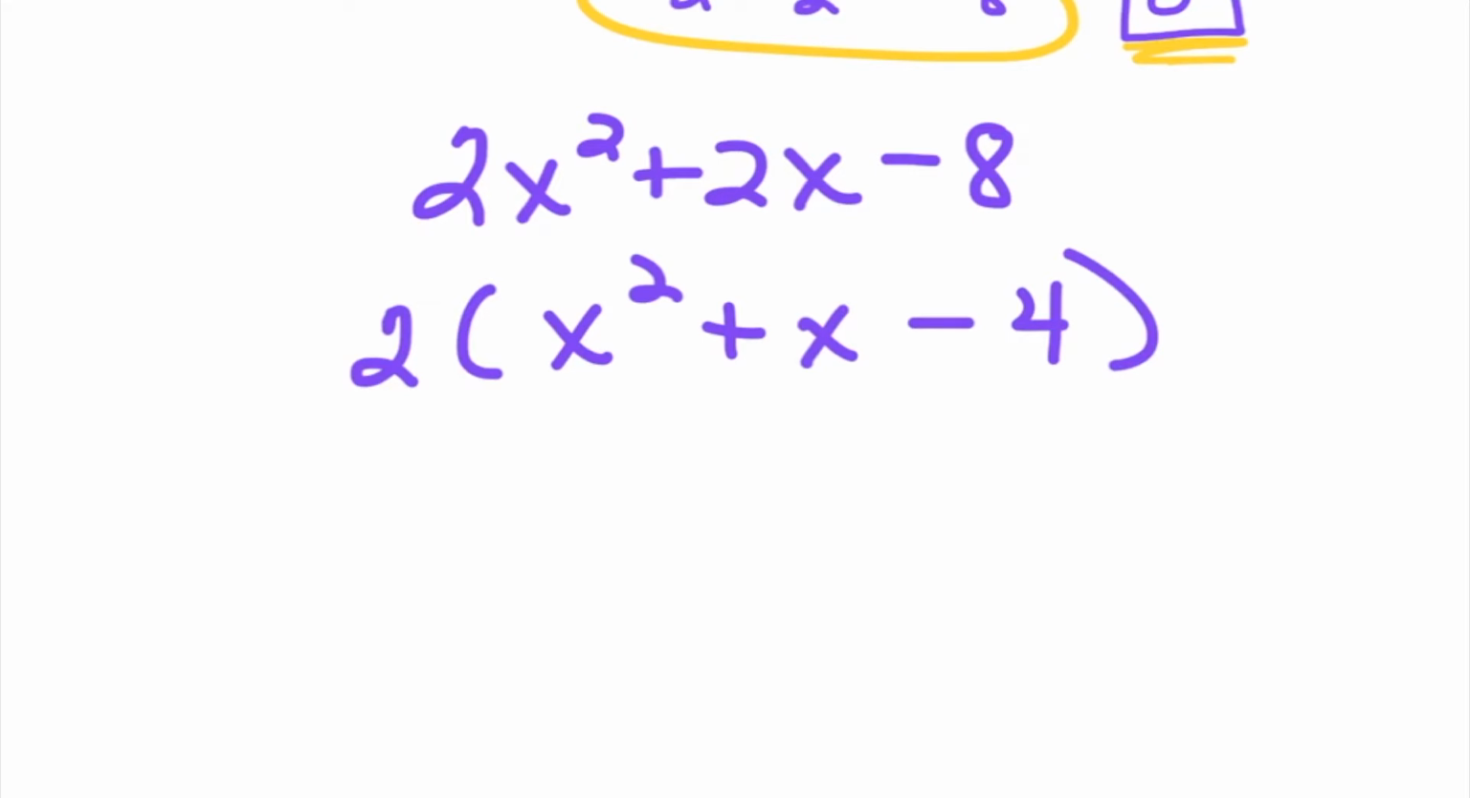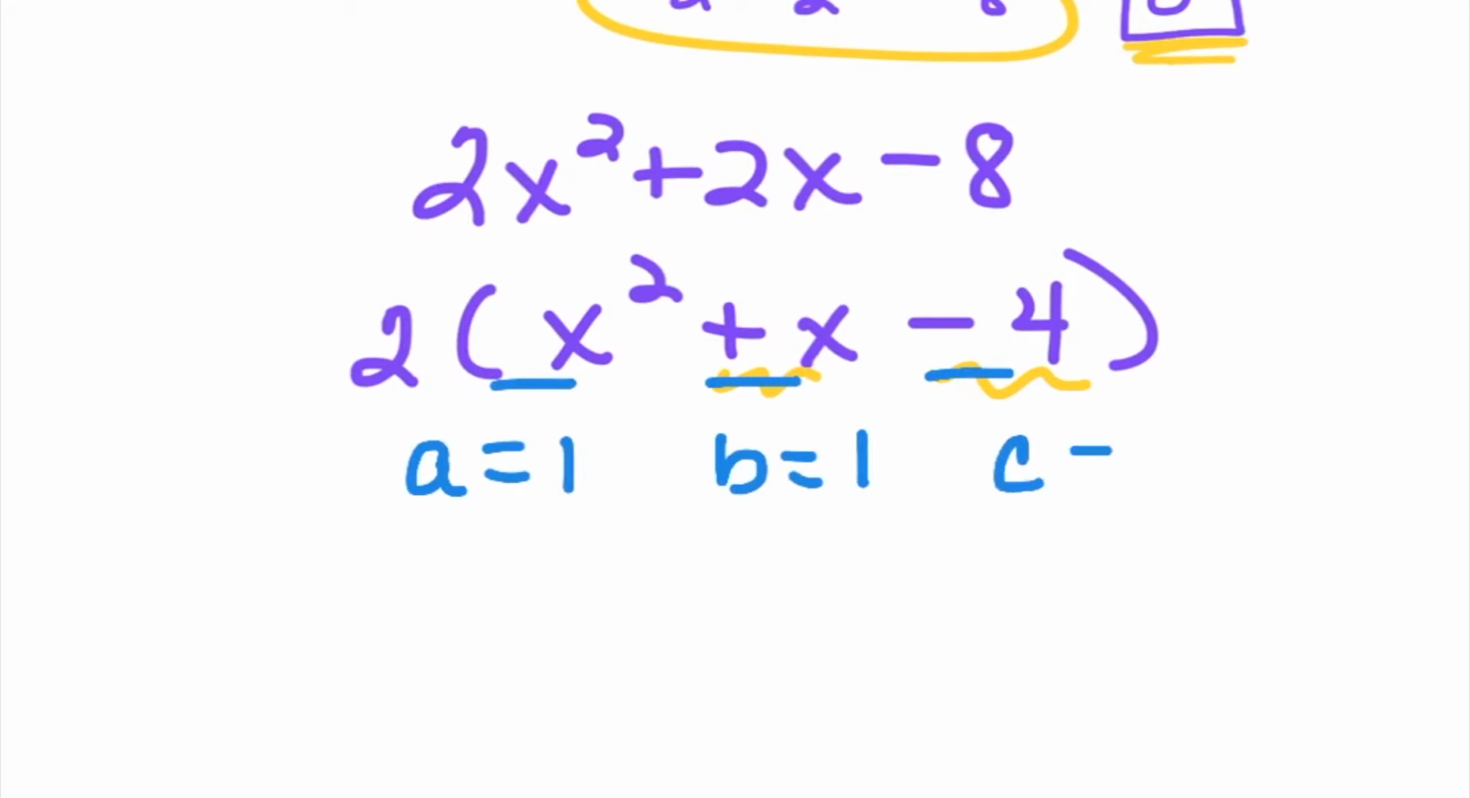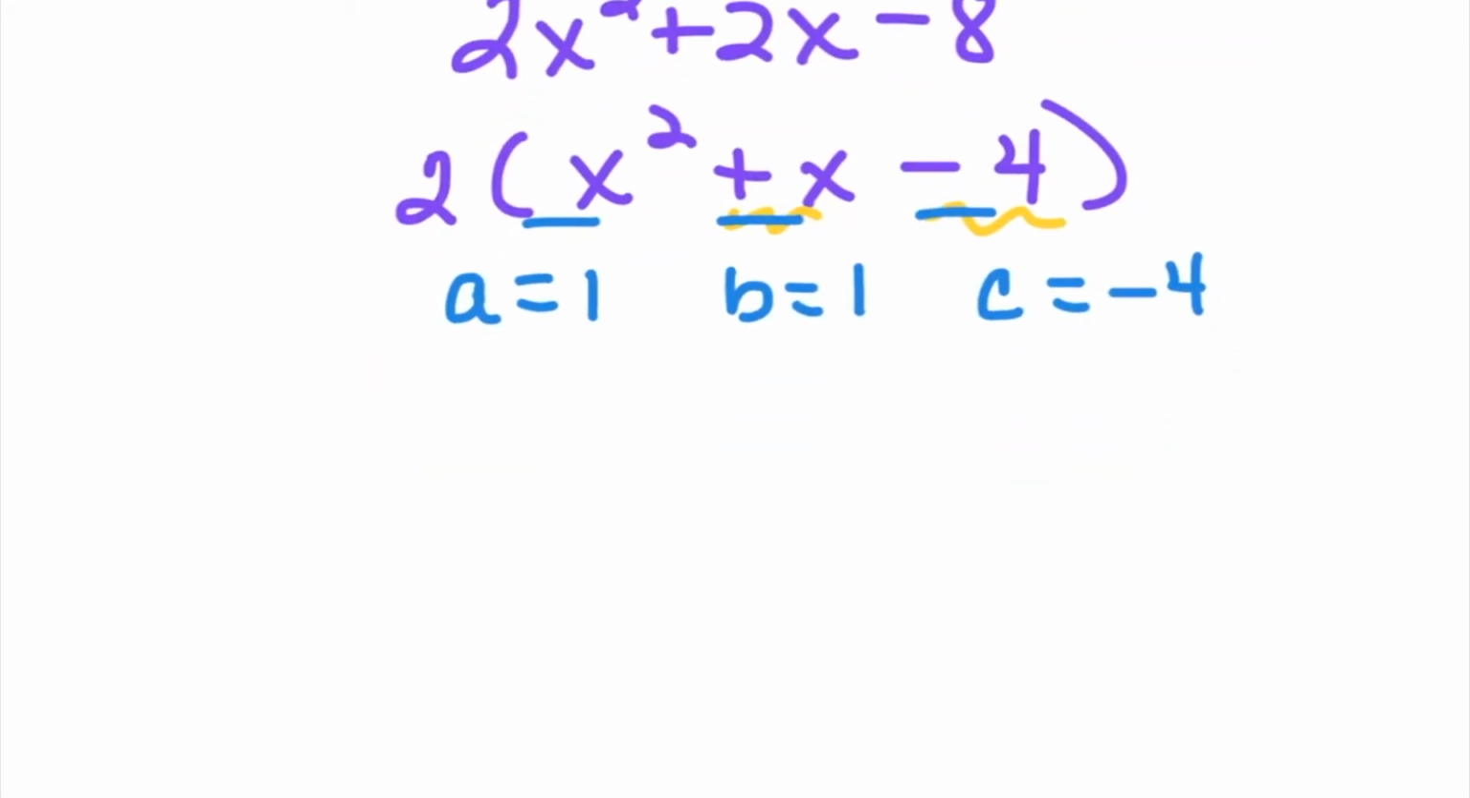There's no two numbers that multiply to negative 4 and add up to positive 1, so it's not factorable, so I'm going to need to use the quadratic formula. And so remember that you want to look at the coefficients on each of the terms, and so a equals 1, b equals 1, and c equals negative 4.